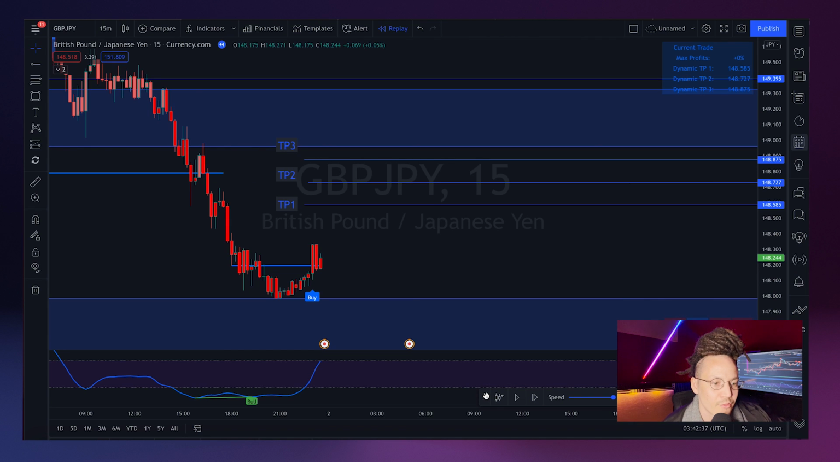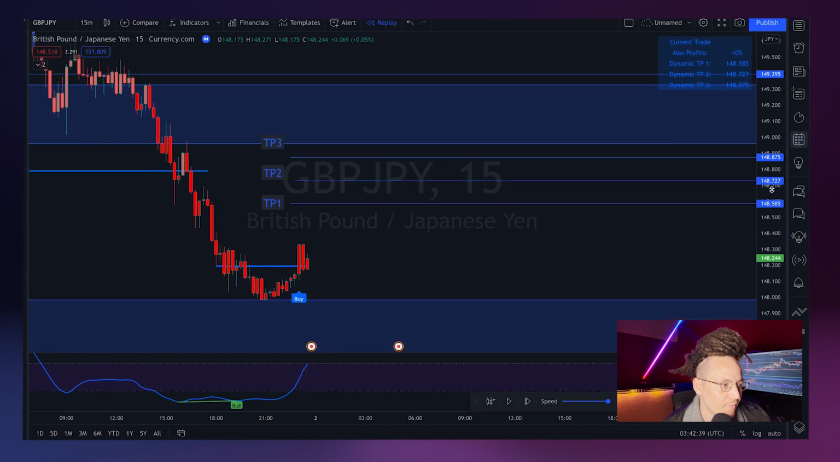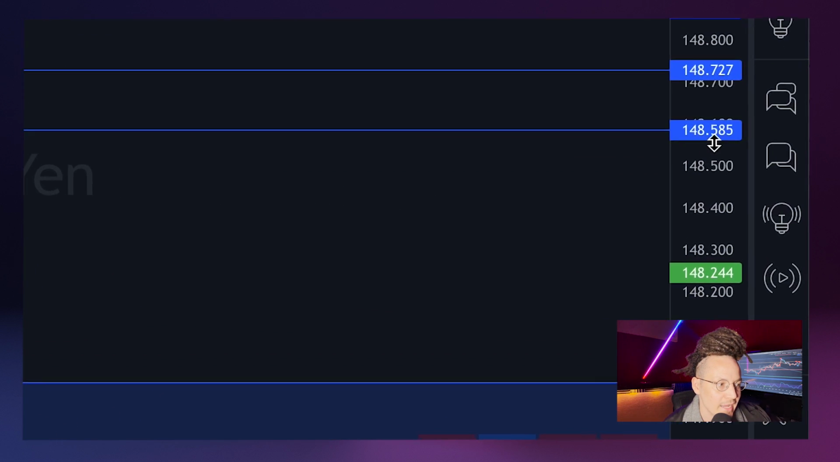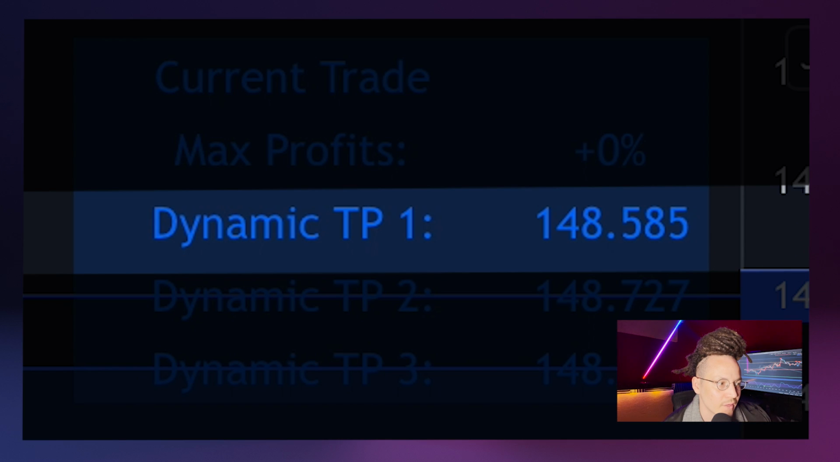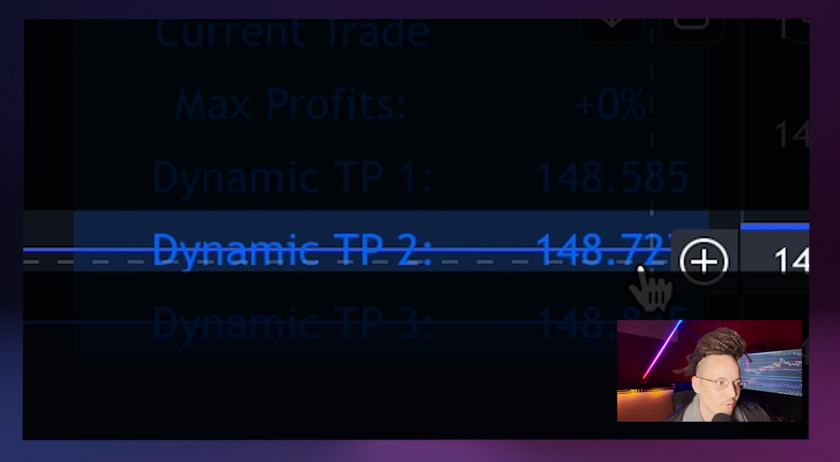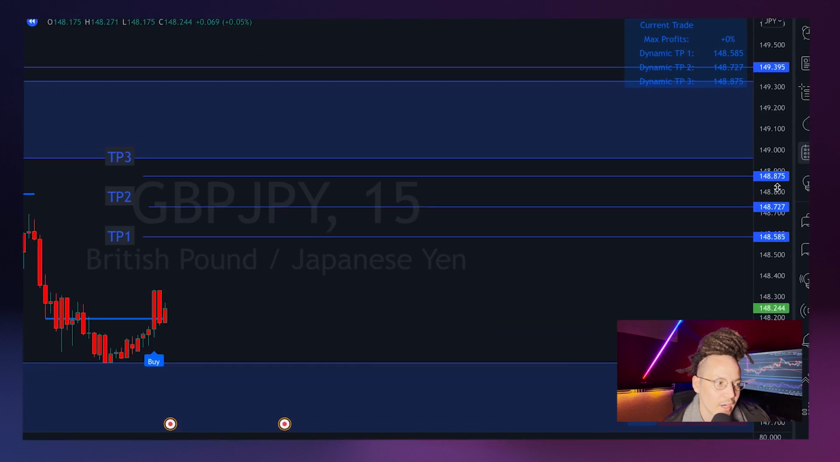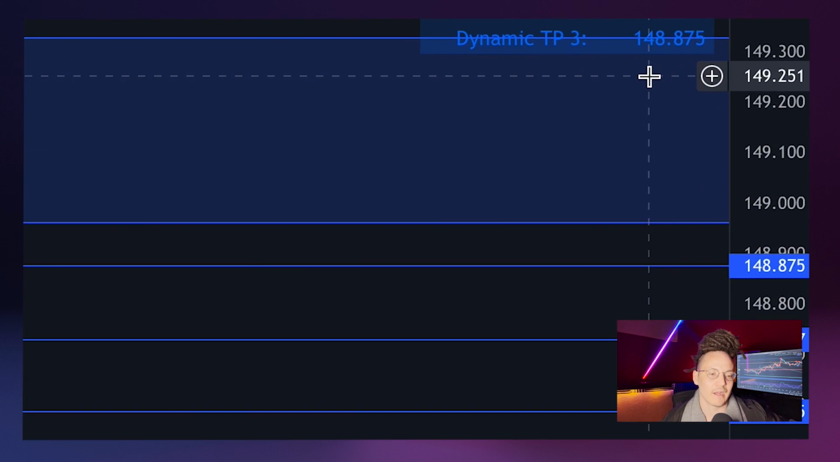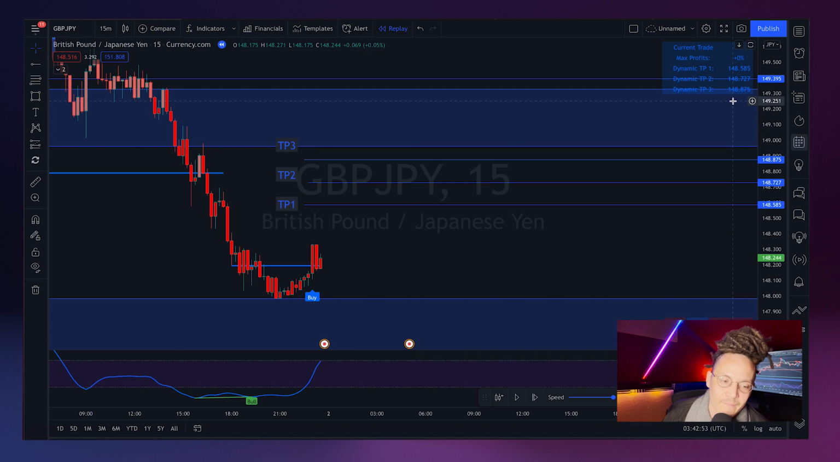So here we have our 3 TPs drawn up. We have the first one, which is 148,585, 148,727, 148,875. So the TPs are given automatically to you.